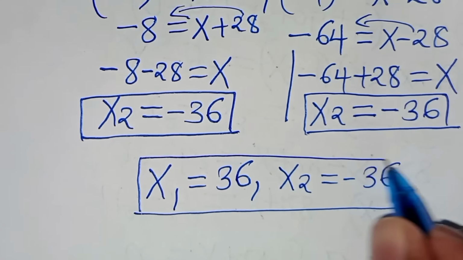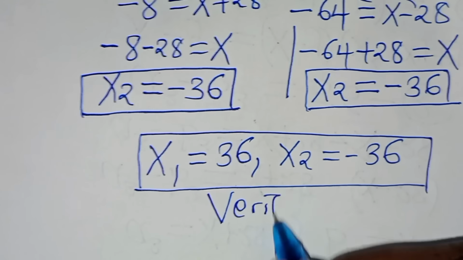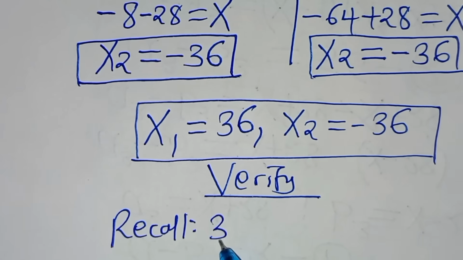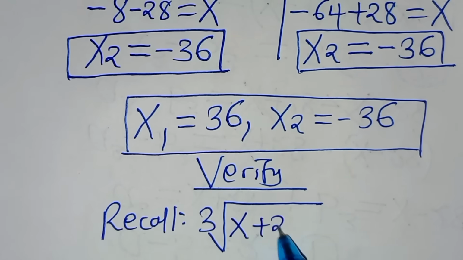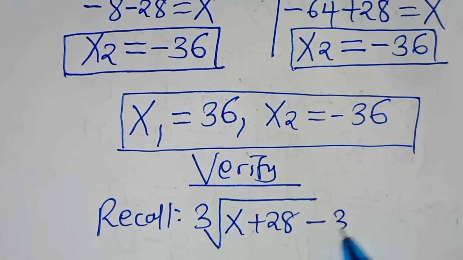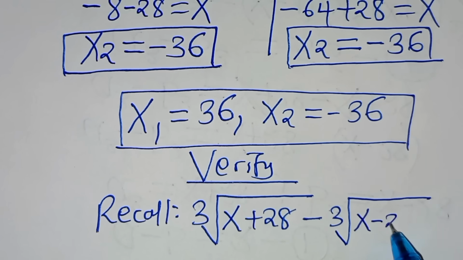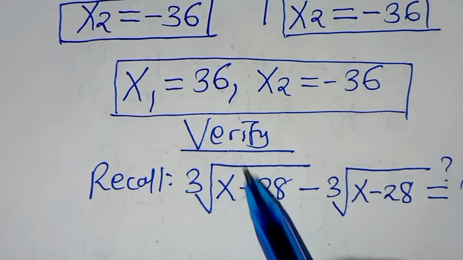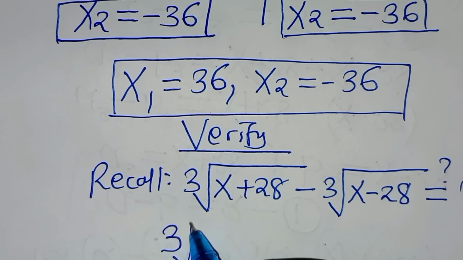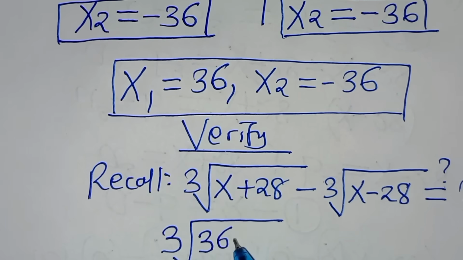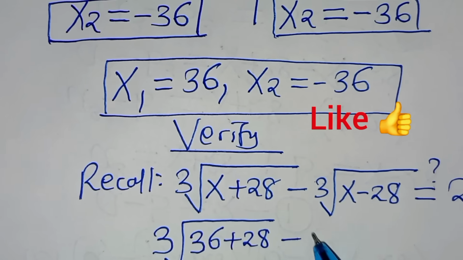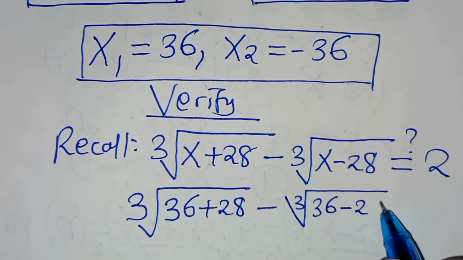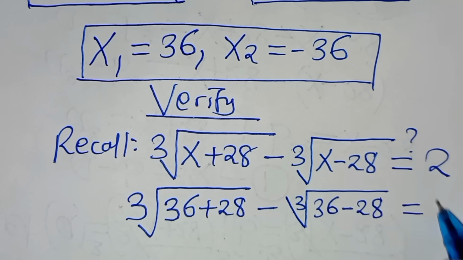The next step is to verify. So let's verify from here. If you recall, we had the cube root of x plus 28, subtract the cube root of x minus 28. This is supposed to give us a value of 2. So let's check with x equal to 36. So we have the cube root of 36 plus 28, subtract the cube root of 36 minus 28. This is supposed to give us a value of 2 from here.